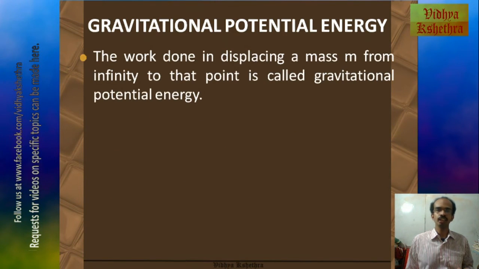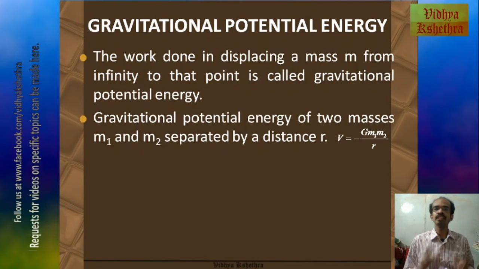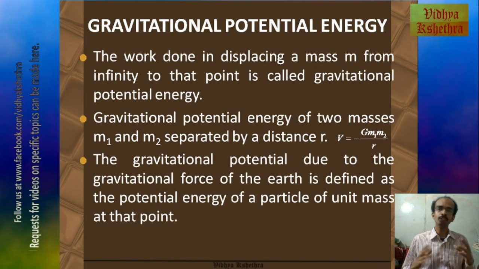Now, gravitational potential energy. The work done in displacing a mass m from infinity to that point is called gravitational potential energy. The gravitational potential energy of two masses m1 and m2 separated by a distance r is given by V, which is used to denote gravitational potential energy, equal to negative G m1 m2 by r. The gravitational potential due to the gravitational force of the Earth is defined as the potential energy of a particle of unit mass at that point.